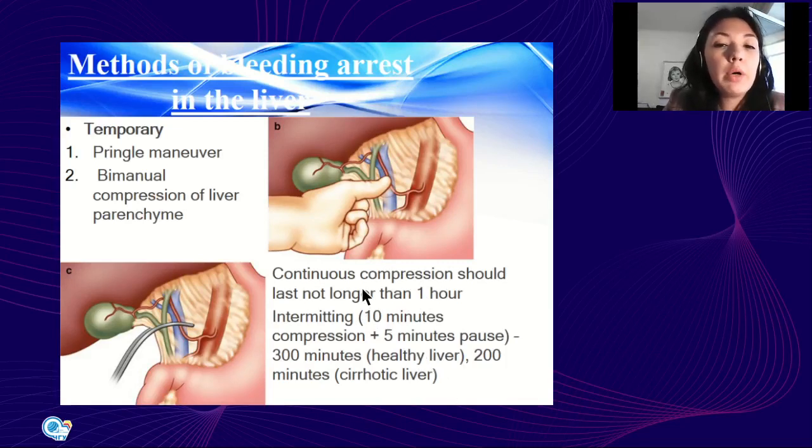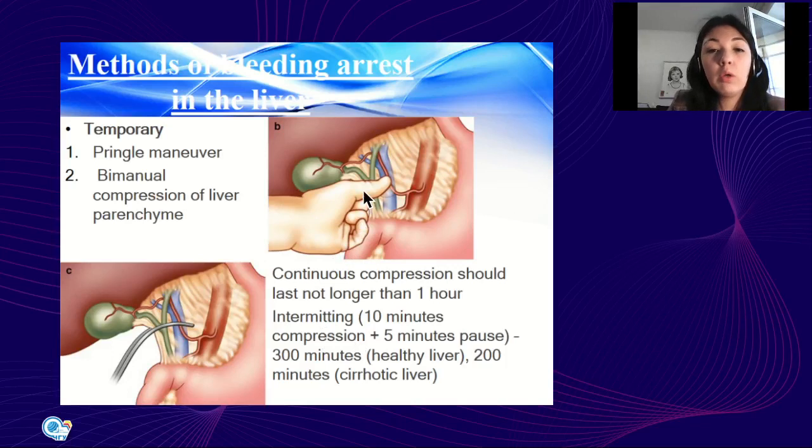And intermittent compression, so for 10 minutes you will compress and then 5 minutes pause. It can last 300 minutes for a healthy liver and 200 minutes in case of a cirrhotic liver, a liver that is damaged by cirrhosis. So surgeries on the liver last very long. Surgeries of the liver are very complicated. So that's why 300 minutes, it's 5 hours, but for surgery on the liver, it's not very long.